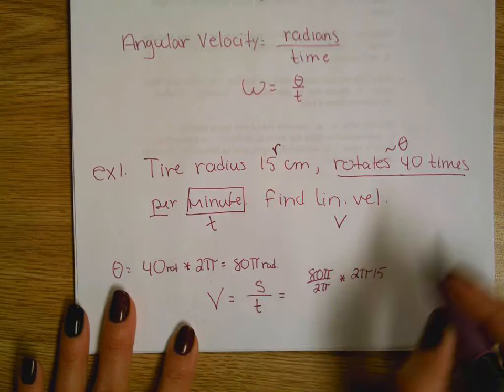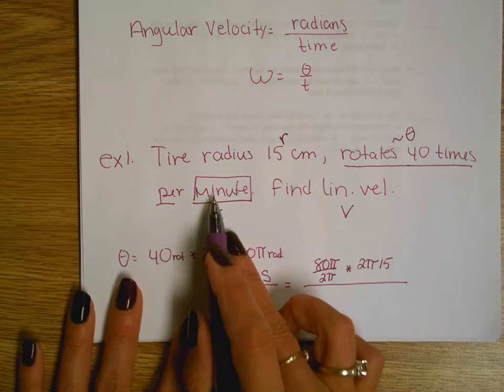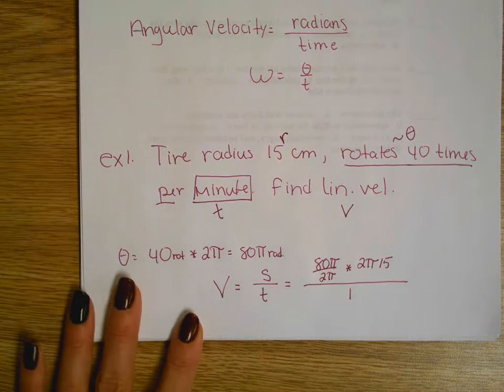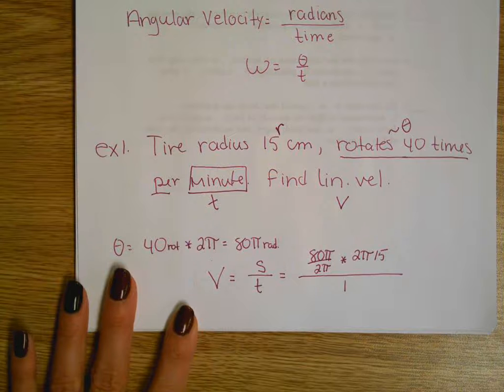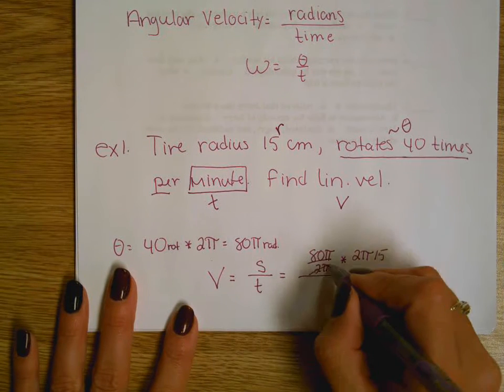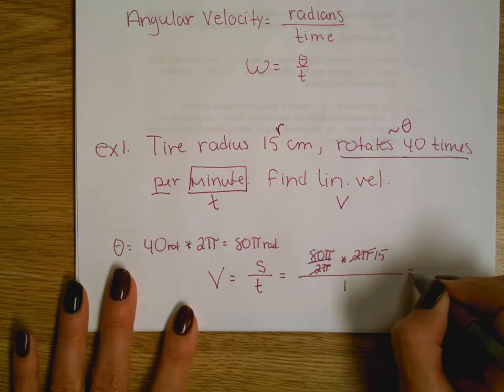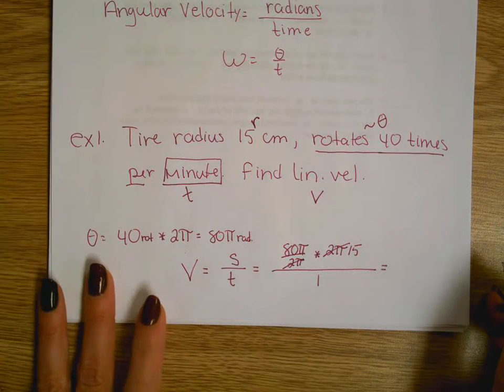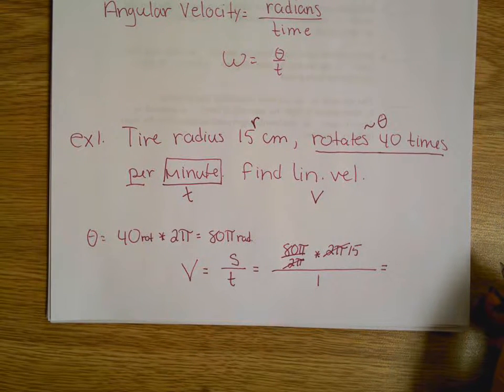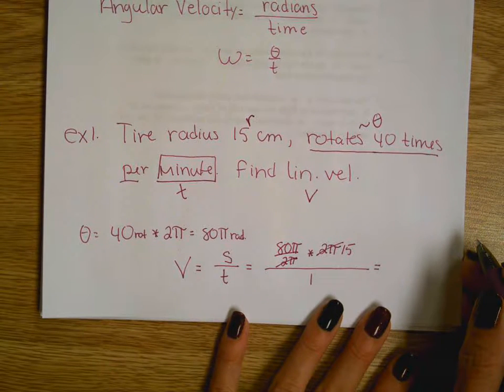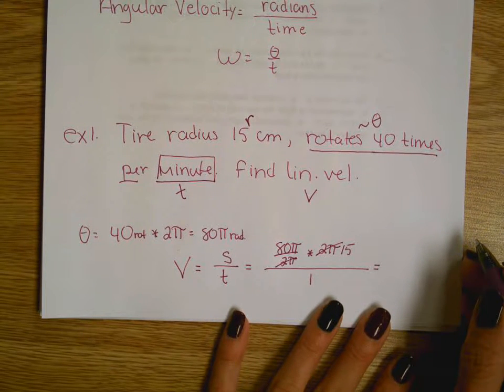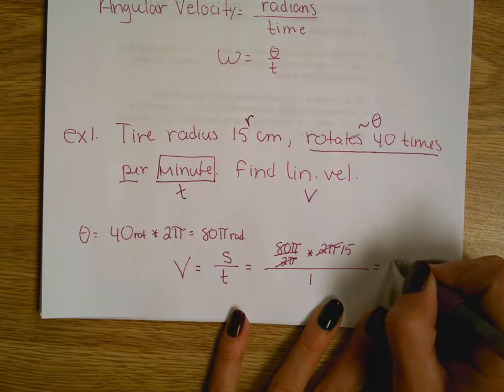I still have to divide by t. And my t is per minute, that's 1 minute, so it doesn't really change anything. Let's just simplify. So we multiply and put a label on it. Sometimes it's the labels that are the hardest. If we want to stay exact, what is 80 times 15? 1,200.